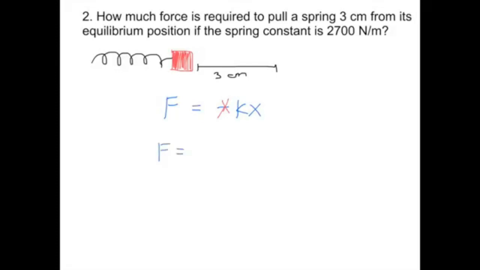So with that in mind, we're looking for force. We have k, which is 2,700, and then we have 3 centimeters. That would be 0.03 meters. I multiply these together and get 81 newtons of force.